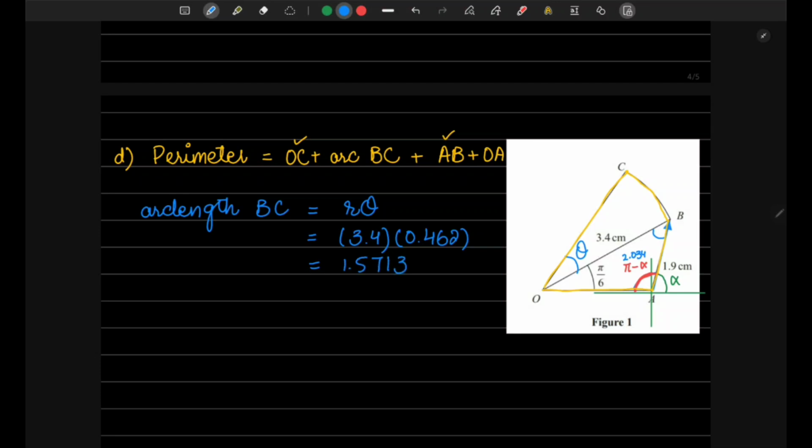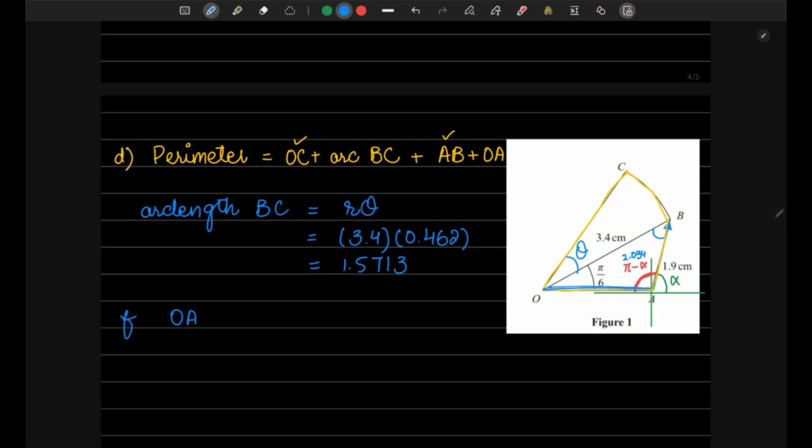Now the last thing we need is length OA. AB is known. We need to find OA. That is unknown. So OA is the third side of your triangle. We know the two sides and the included angle. So we can apply the law of cosines, or you can also use law of sines, because you have the angles and you have the sides. But let's do it by using law of cosines.